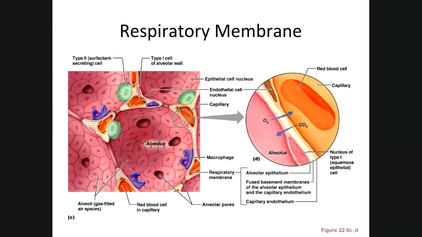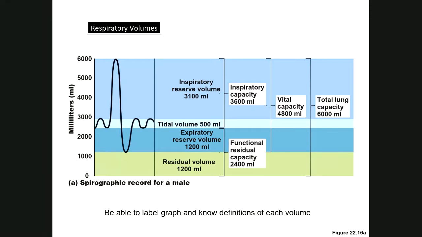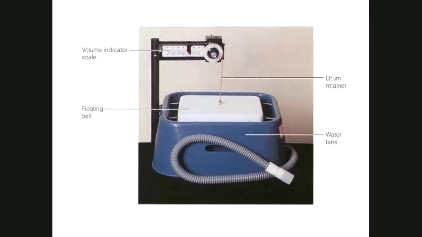So that's the anatomy of the respiratory system. Well, remember we started this whole process with ventilation, with air going in and out. Well, we can measure how much air goes in and out and get an idea of lung capacities. We do that with a machine that looks like this. So this is where you breathe right here.